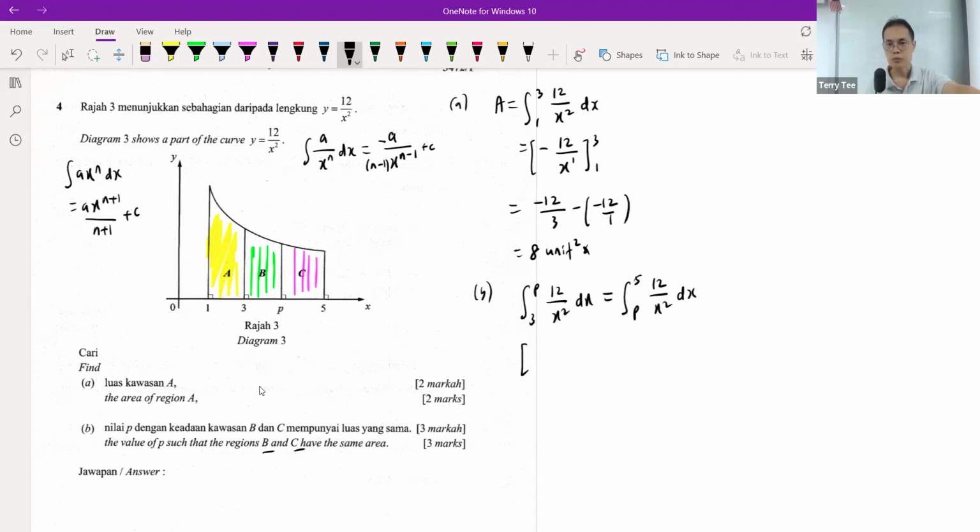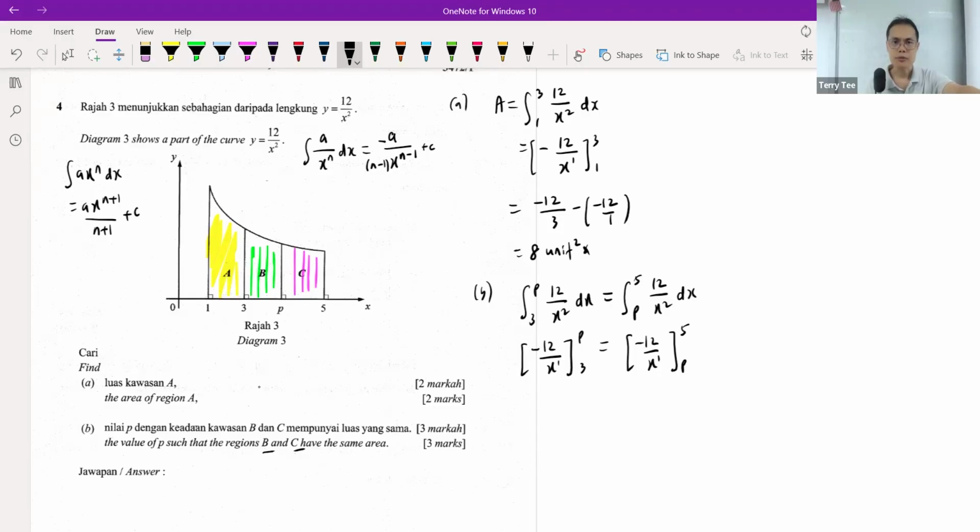So when you integrate, you're going to put a negative in front, copy 12, copy x, right? Reduce the power by 1 is 1, okay? And this is 3 to P. Same here, put a negative in front, copy 12, copy x, reduce the power by 1. 1, you want to put a 1 in front, P to 5, because it's the same formula, it's the same function as above. Now, let's substitute the P.